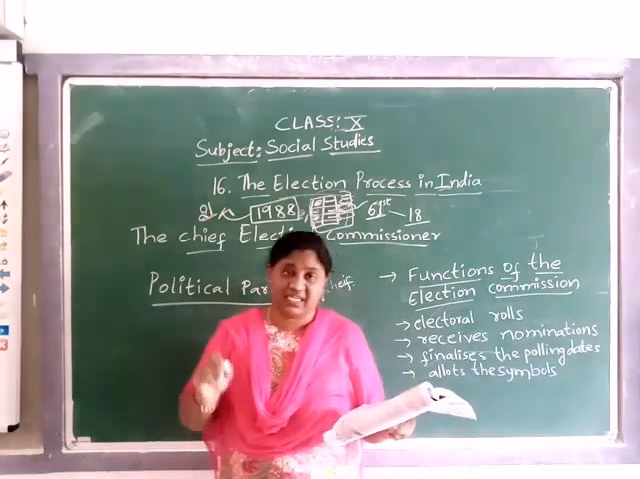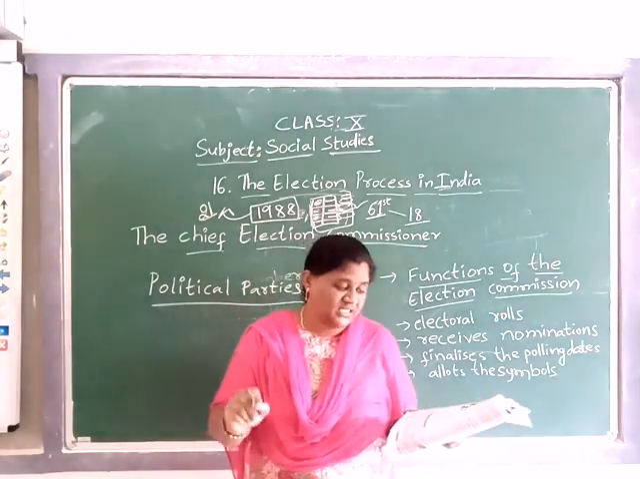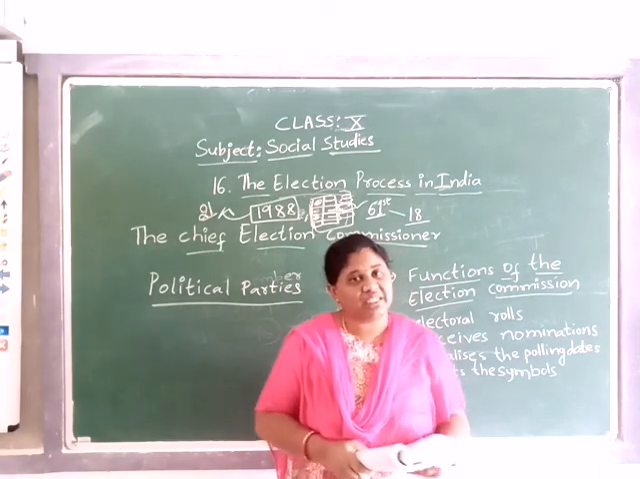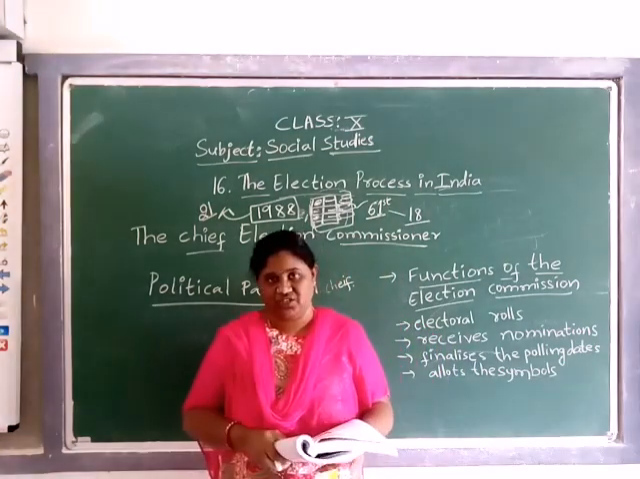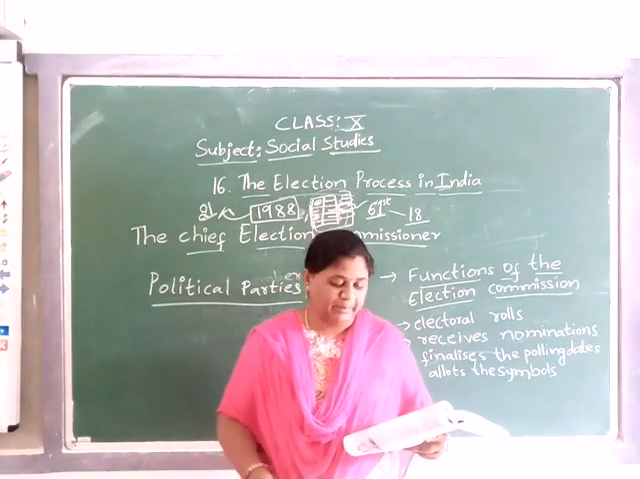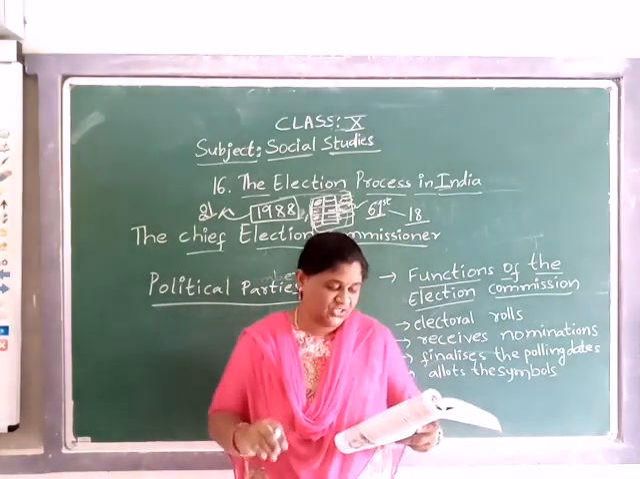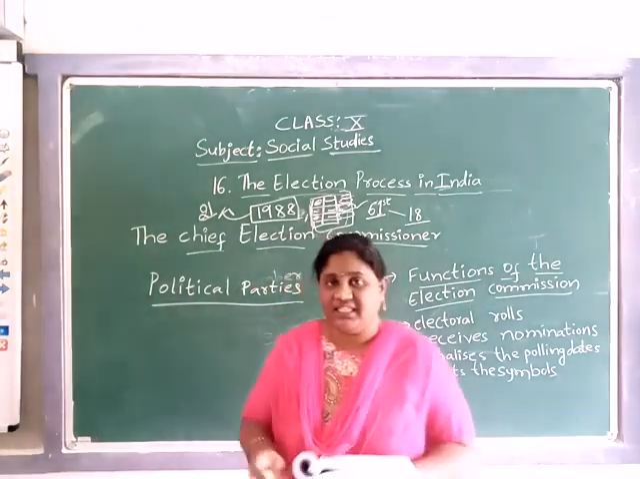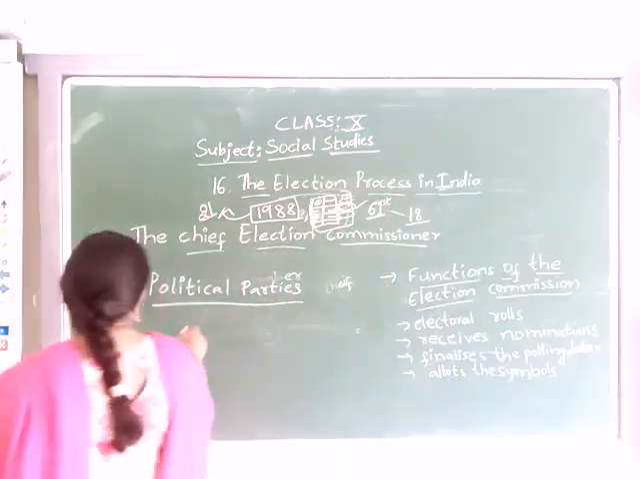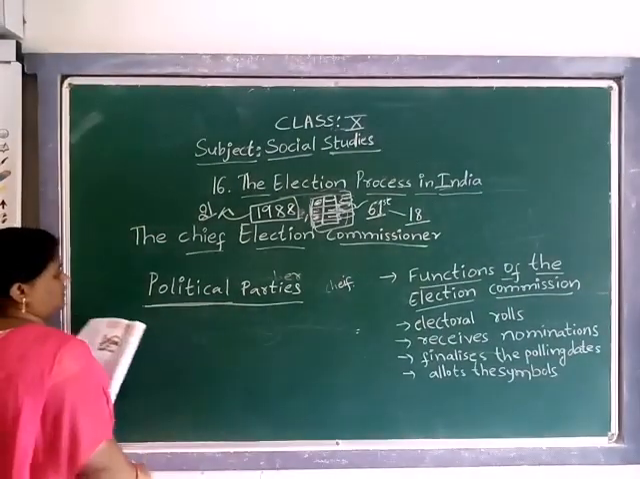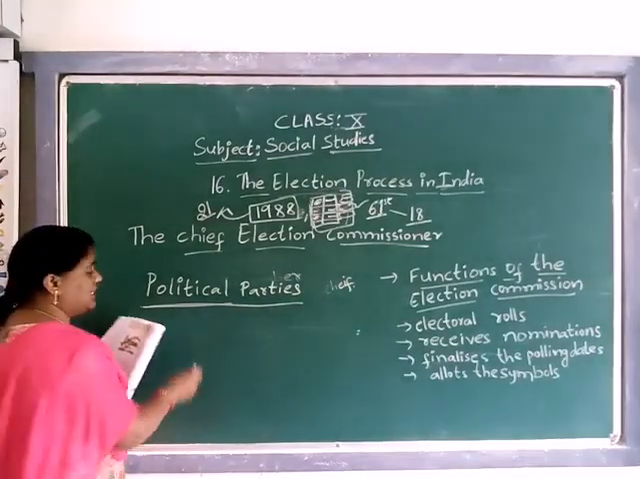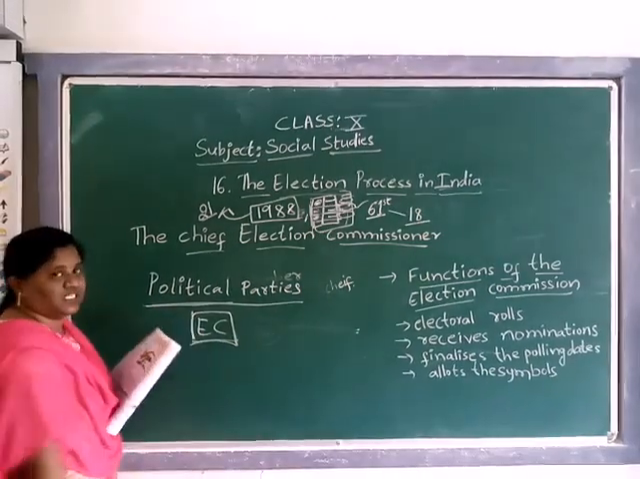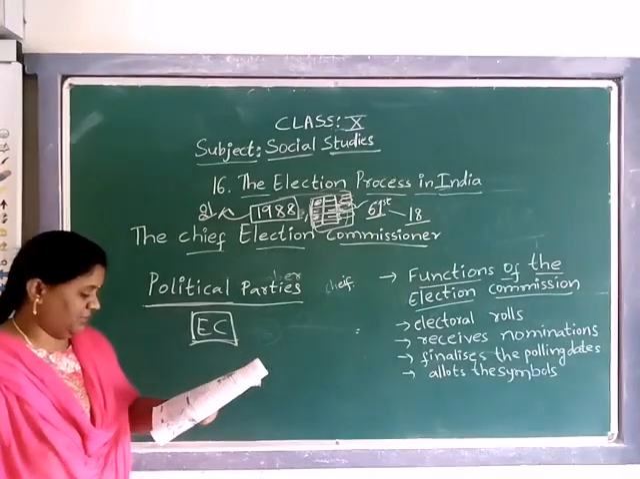See, party symbols can be allotted by the election commission based on the mandate in the elections. The symbols are also allotted by the election commission department. And parties are declared regional or national parties by the election commission. Whether it is a regional party or a national party is decided by the election commission only.